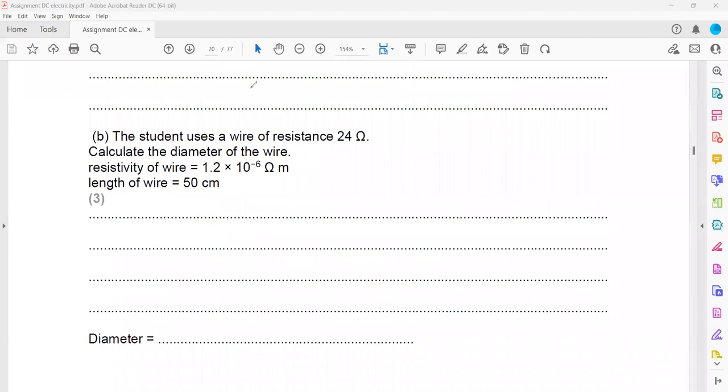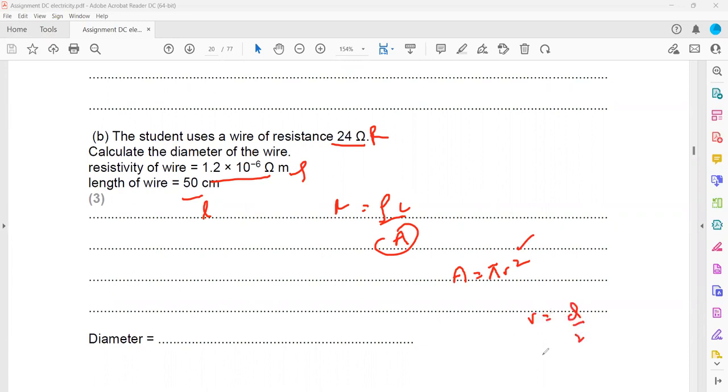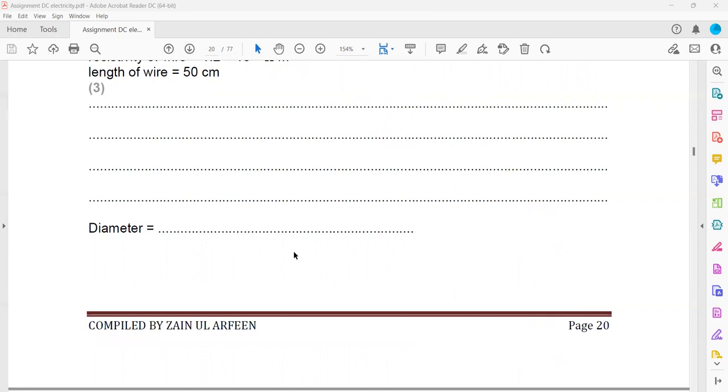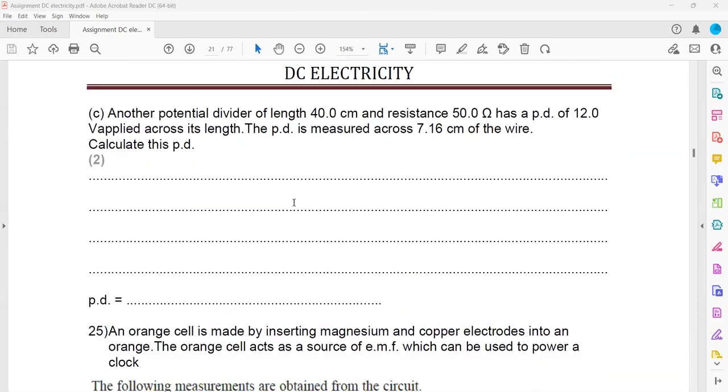Then we have the resistance R. We have a diameter, resistivity and length. So we'll use the formula R equals rho L divided by A. First we'll find the area of cross section, and after getting the area, we'll use the formula pi r square to get the radius. The radius is half of the diameter, so radius multiplied by 2 will give the diameter. So using the first formula, we get the area. Using the area, we get the radius. And using the radius, we get the diameter. So it is direct substitution. And don't forget to convert length into meters.